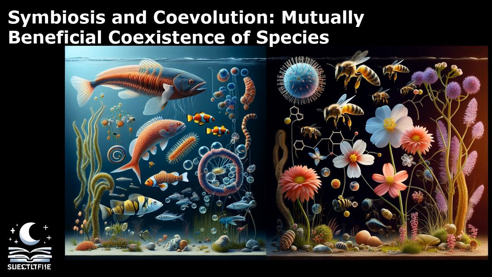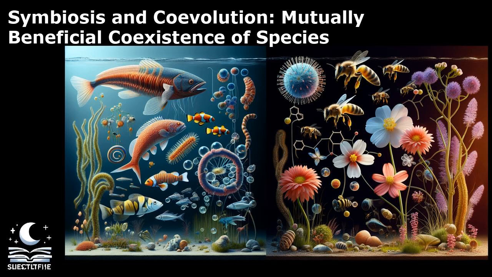The three main types of symbiotic relationships are mutualism, commensalism, and parasitism. Mutualism is a type of symbiosis where both species involved benefit from the interaction. An excellent example of mutualism is the relationship between clownfish and sea anemones. The clownfish receive protection from predators within the anemone's tentacles, while the anemone benefits from the nutrients provided by the clownfish's waste. This mutually beneficial relationship showcases how two species can coexist and thrive together.